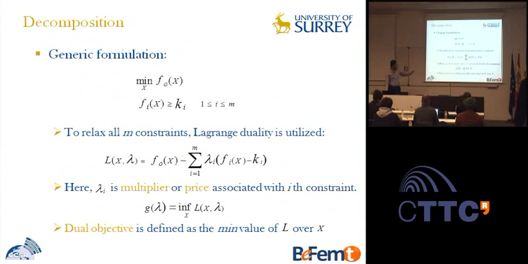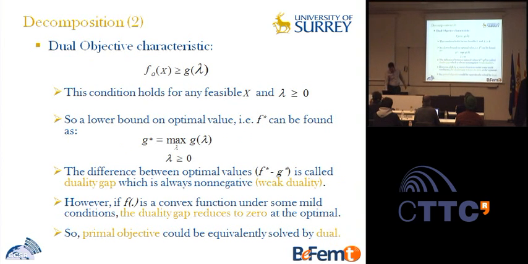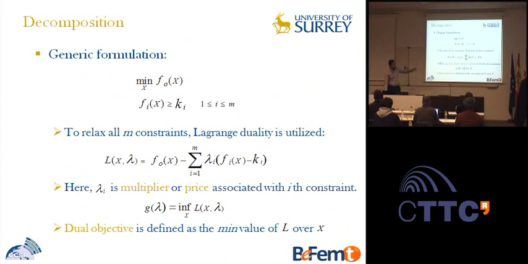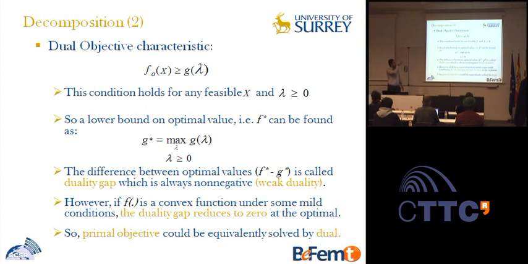So why did we do this? What's the good thing about this dual objective, and what nice properties can we get from it? In general, the dual objective is defined as the infimum of the Lagrangian over the primal variables, so we have this specific condition which holds for any feasible set of primal variables and Lagrangian multipliers which are greater than 0. This property tells us that we can get a lower bound on the optimal value of our primal objective, which was f, by simply maximizing our dual objective over its dual variable.